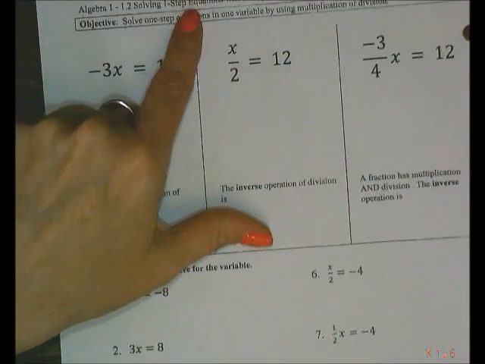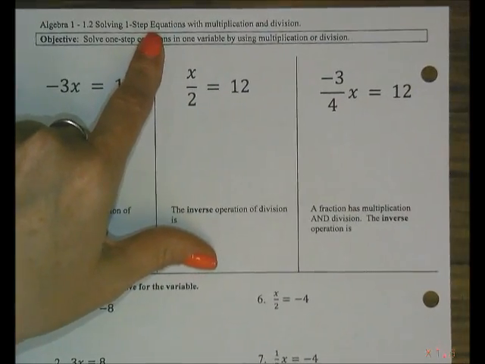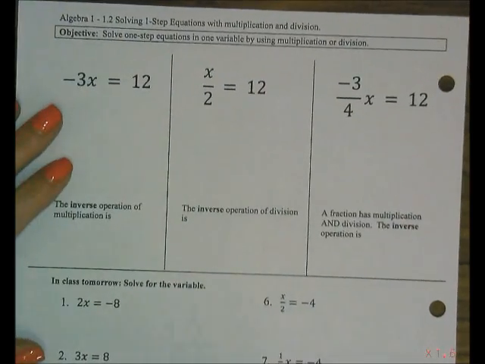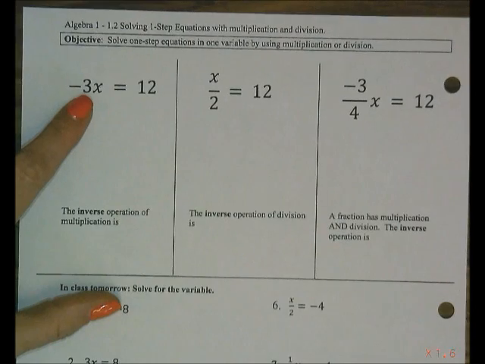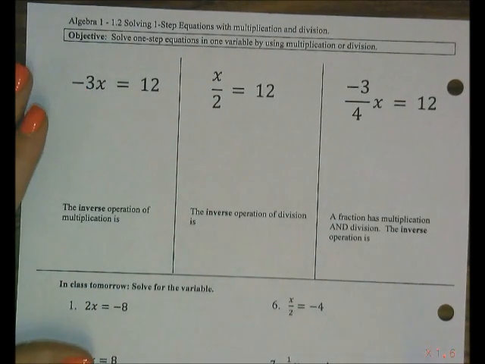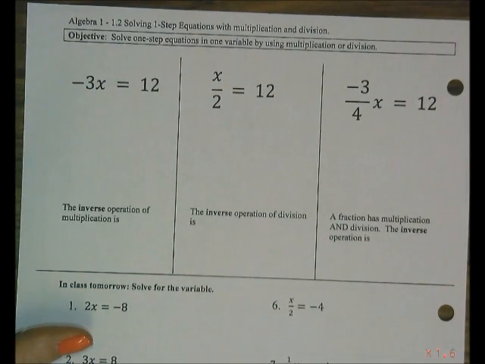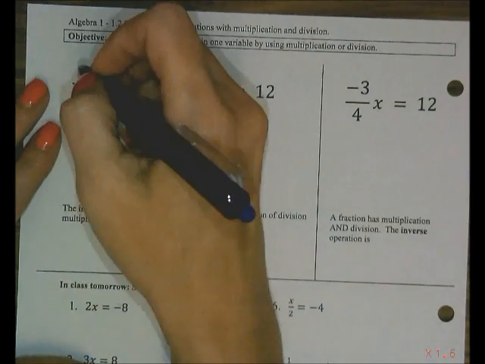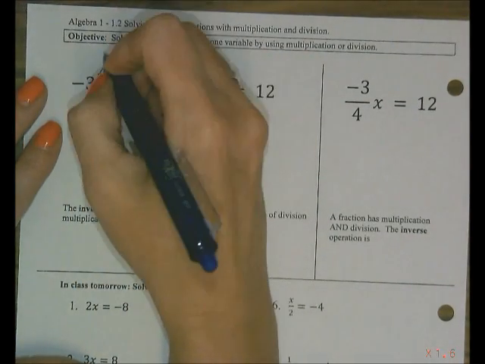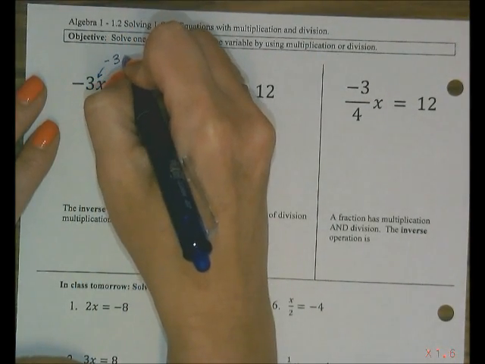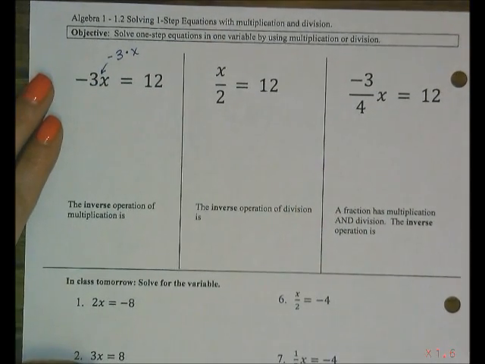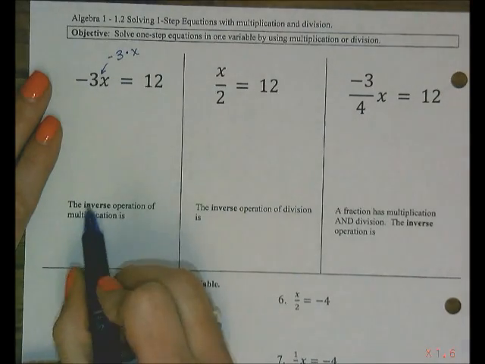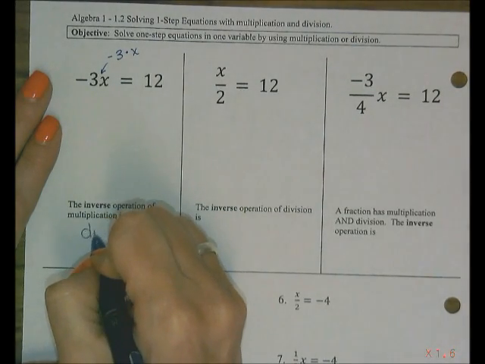you will see that we are now going to solve one-step equations with multiplication and division, and it's done very similarly. The first problem here, we have -3 times x equals 12. So if I'm going to use an inverse operation to undo multiplication, and that's what's happening right here, I have -3 times x. So I want to undo multiplication, and as you can guess, the inverse operation of multiplication is division.